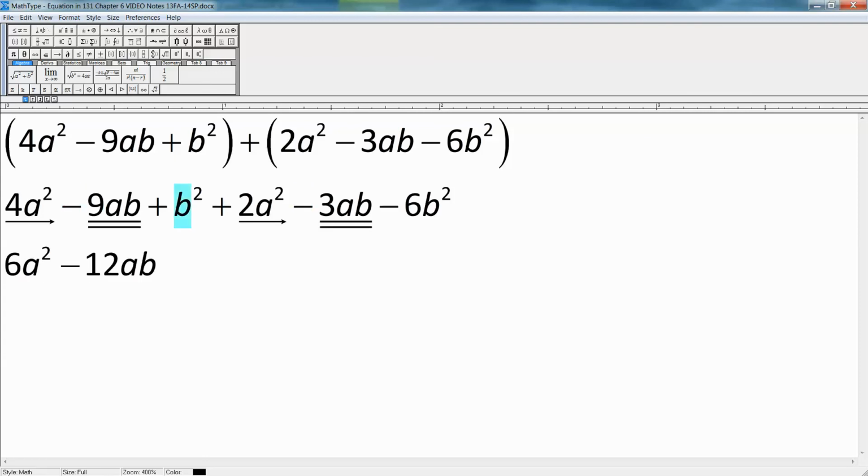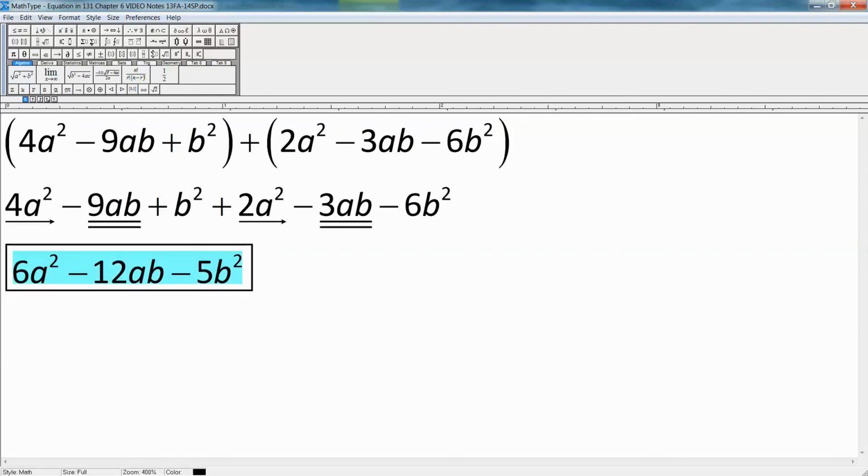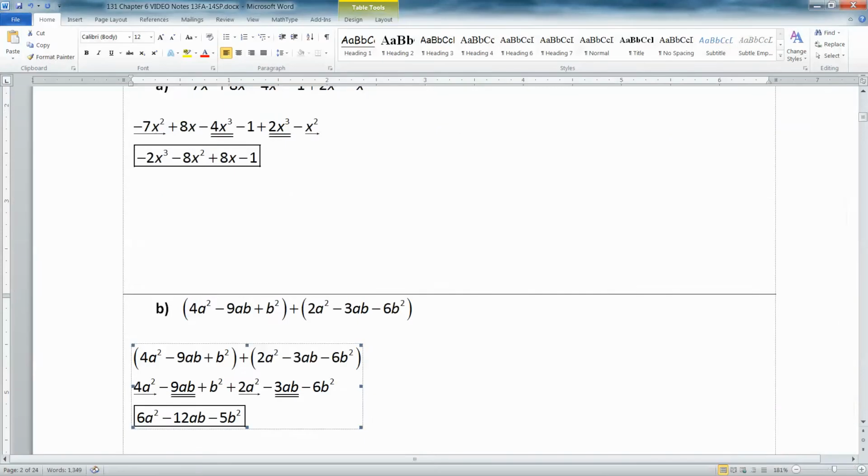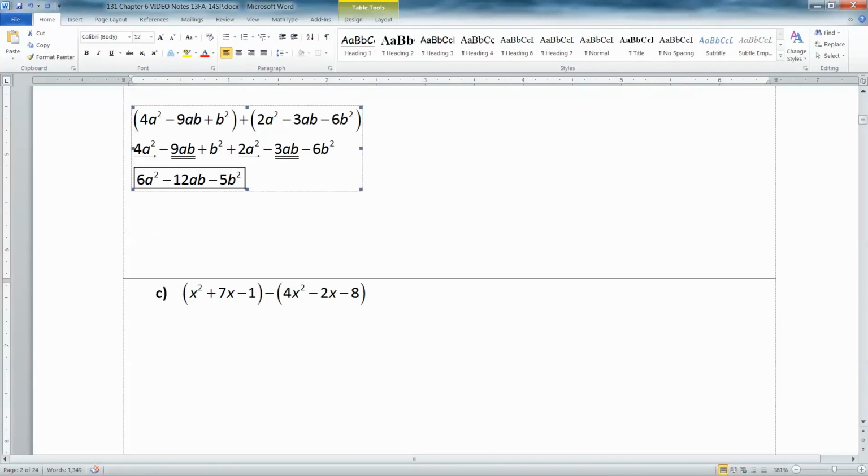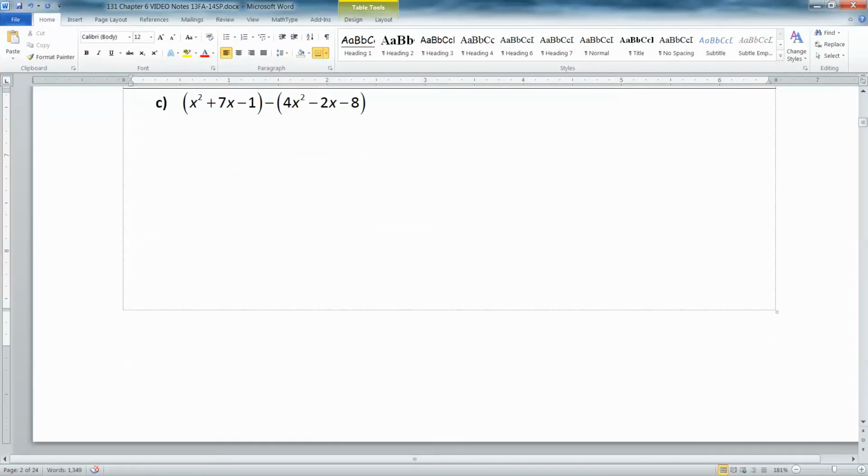And then last but not least, the two that don't have underlines. b squared, take away 6b squared, which makes minus 5b squared. And there we go. Done. All right, one more, probably subtraction. Yep, subtraction. All right, that's always harder.